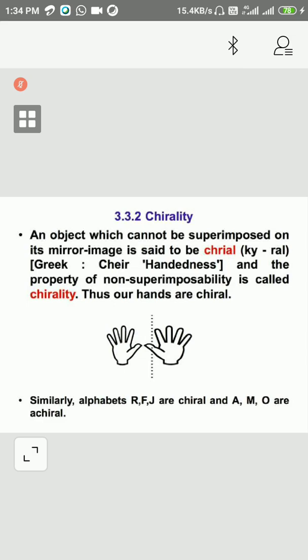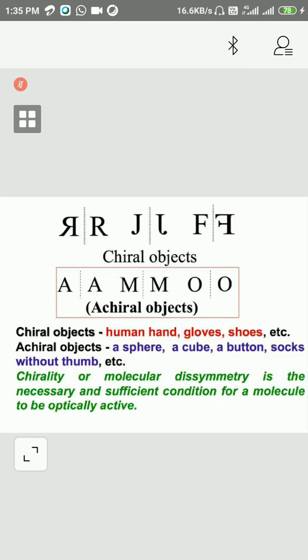Chirality: an object which cannot be superimposed on its mirror image is said to be chiral, and the property of non-superimposability is called chirality. For example, in this figure, you can see our hands. Chiral objects: human hand, gloves, shoes, etc. Achiral objects: a sphere, a cube, a button, socks without a thumb. Chirality or molecular dissymmetry is a necessary and sufficient condition for optical activity.